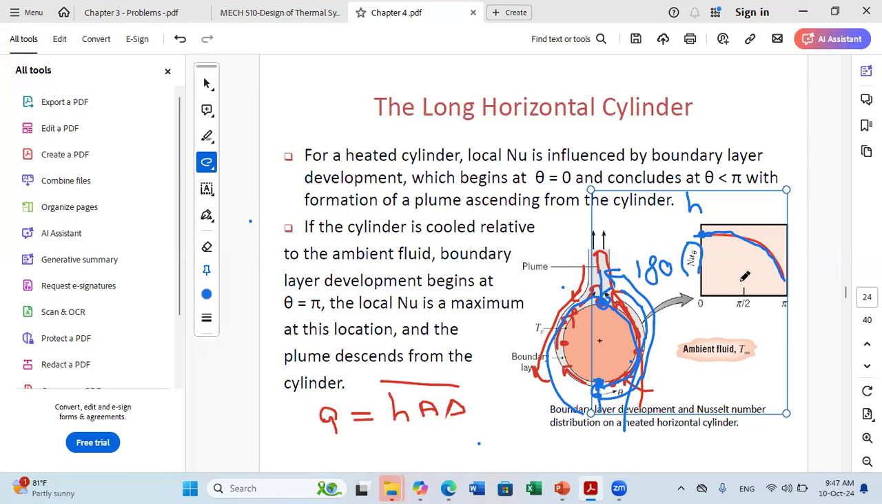In free convection, can you mute please your microphone?